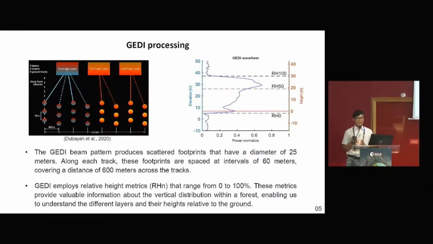They localize the relative height with respect to the ground as a function of the energy. For example, the relative height 50% corresponds to the location with respect to the ground at 50% of the cumulative energy within the waveform. That is the idea of GEDI data processing. We don't process anything with the GEDI data because the mission already provides the data, so we just try to understand it very well and what data we should extract.